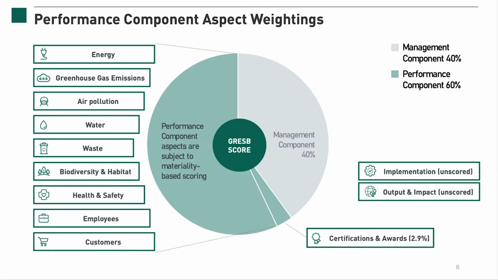The performance component accounts for 60% of the asset's GRESB score. The maximum score for certifications and awards is fixed at 2.9%, and the indicators in the aspects implementation and output and impact are unscored. All other aspects and indicators in this component are subject to materiality-based scoring.